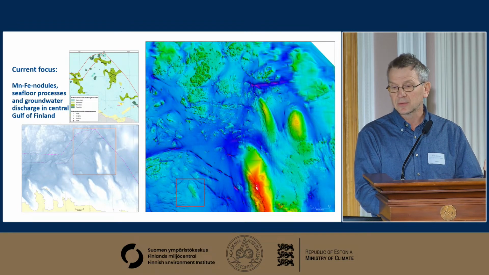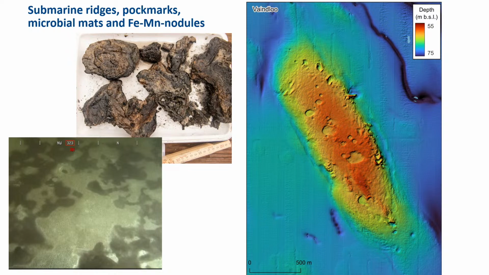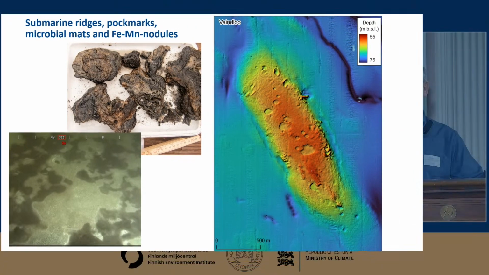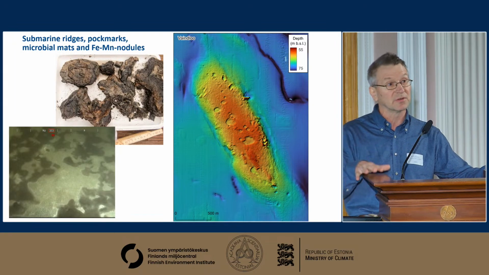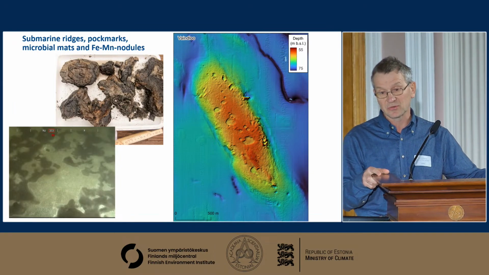If we now zoom in to this red square shown on the bathymetric image at the right, there we see a submarine ridge. It has a length of about 3 kilometers and a width of about half a kilometer. If we look closely into this submarine ridge, we see that there are holes in it. It's like Swiss cheese on the seafloor. These holes are there because some sort of fluid is coming from below and generating them. And they are carved into these late glacial deposits that were accumulating in a basin some 13,000 years ago.